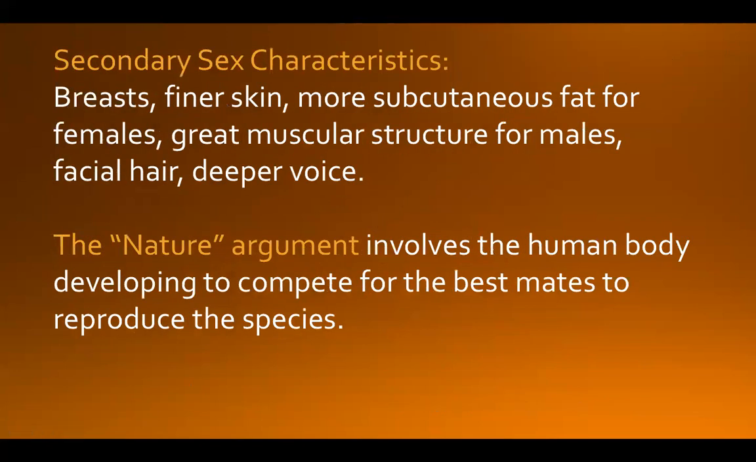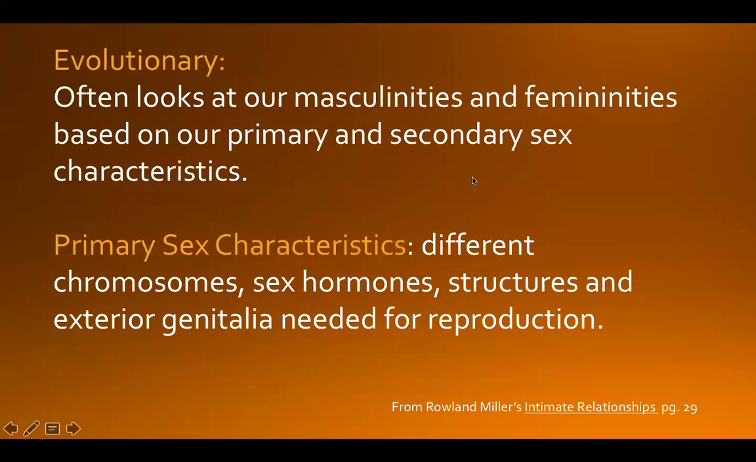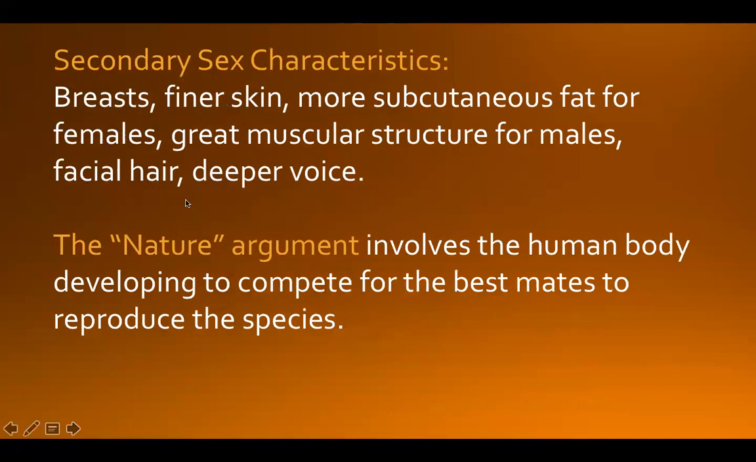For example, in evolutionary theory, we often look at the masculinities and femininities based on primary and secondary characteristics of our bodies. Once again, remember that theory is about trying to procreate and create children a lot of the time, and as we're changing that, those characteristics are being used for different reasons. So primary sex characteristics, just to let you know, are different chromosomes, our sex hormones, structures, all things about reproduction. But what we're seeing evolutionary-wise is secondary sex characteristics, things about our breasts, finer skin, more subcutaneous fat, that kind of stuff. Great muscular structure for male, deep voice, all those kinds of things have been masculinized or feminized.